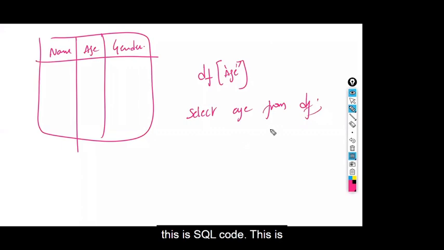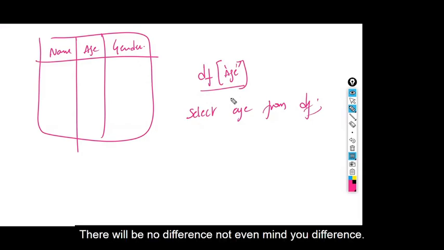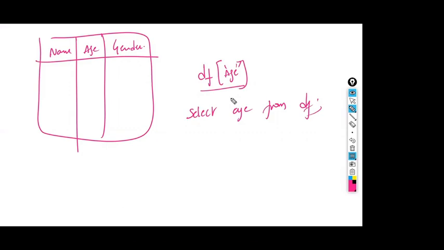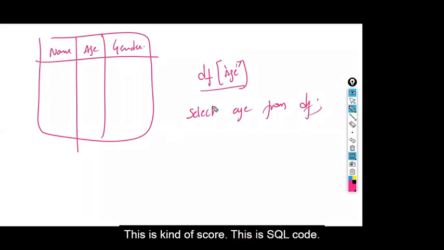This is SQL code. This is pandas code. The answer is the same. The data will be the same. There will be no difference, not even a minute difference. This is pandas code. This is SQL code.